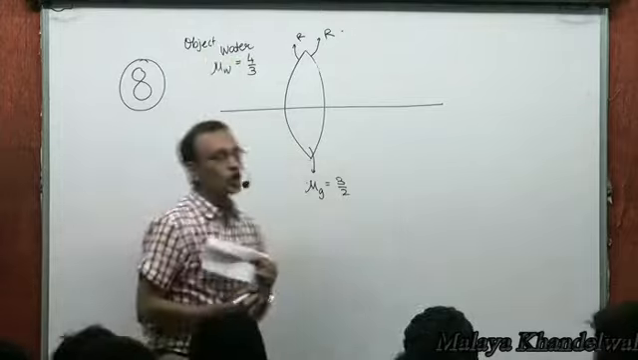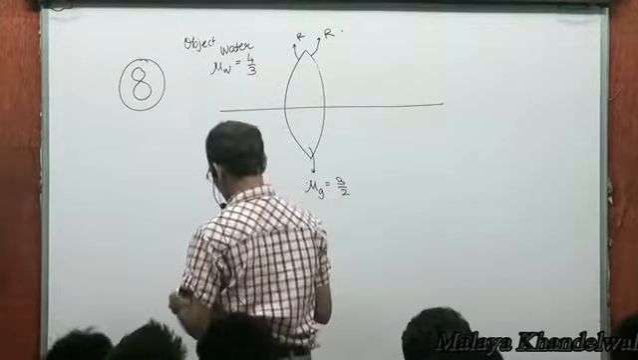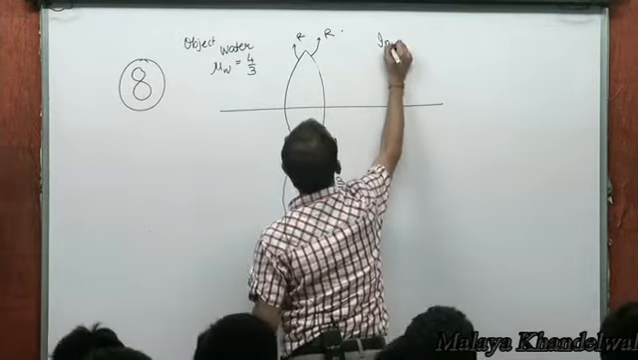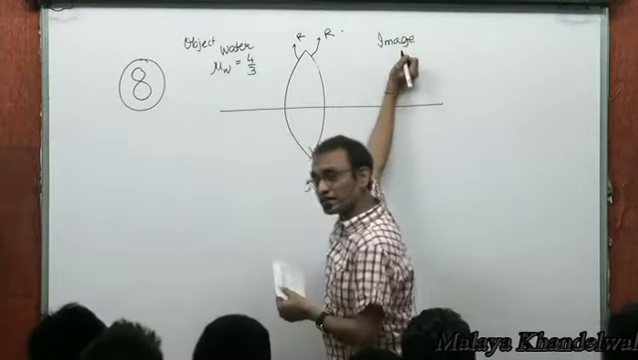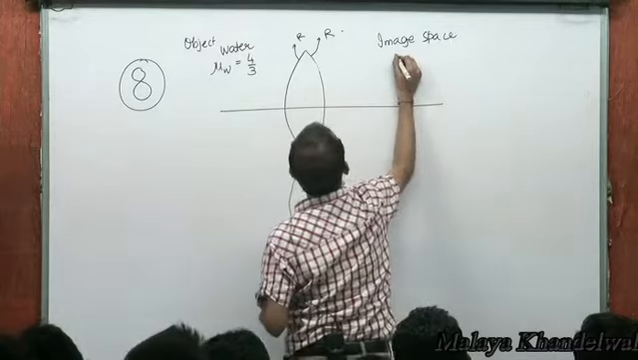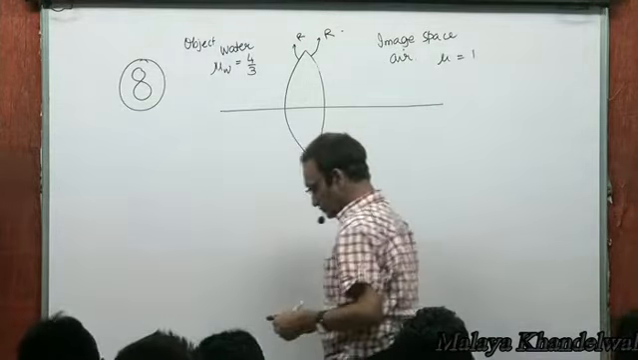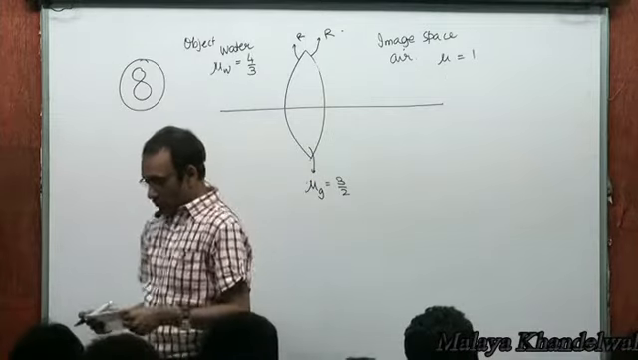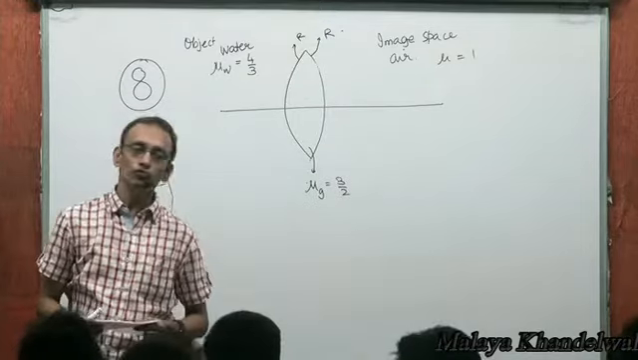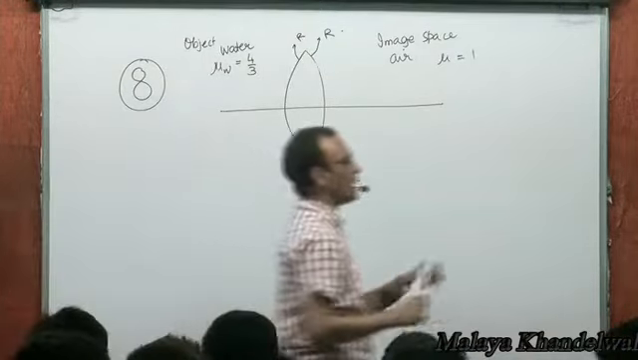The object space is not where the object lies. And there is air in the image space, where the final refracted ray lies. Image space: air, mu equal to 1. We want to find the focal length of the lens, in terms of r. Clear?